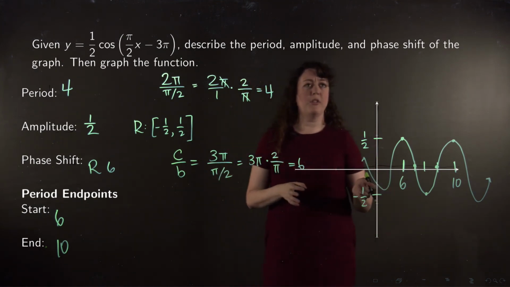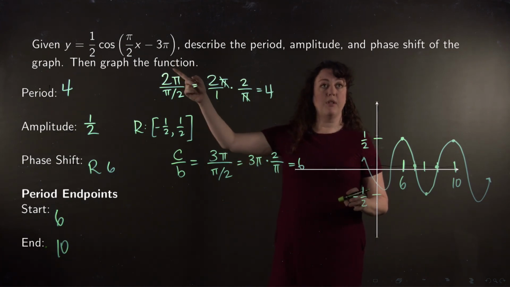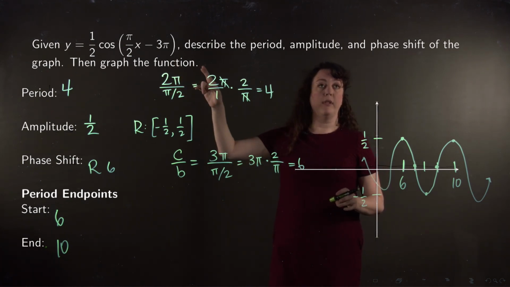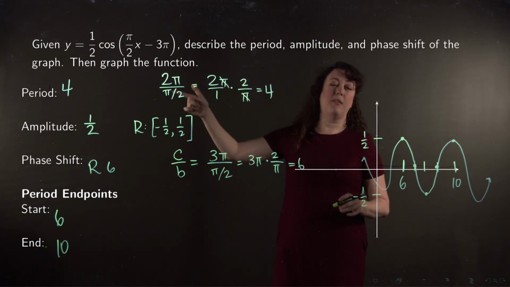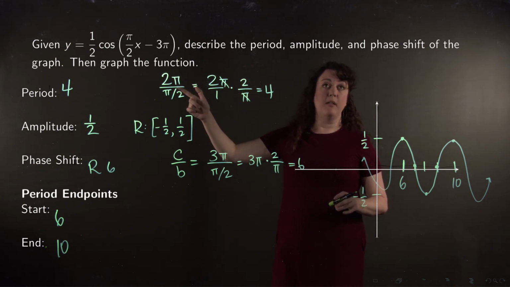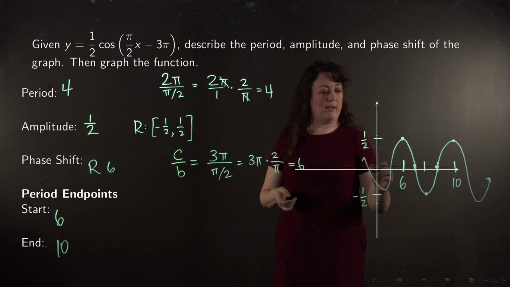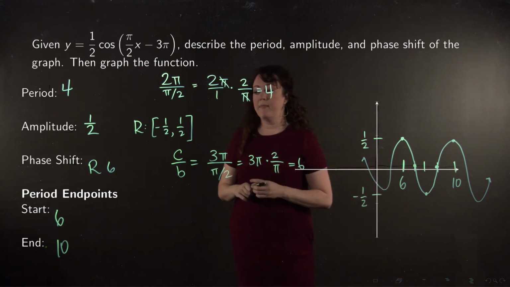You can find a y-intercept if you want to. Plug 0 into your graph, so you'll do cosine of -3 pi, which will give you a cosine of -1, and so it'll be -1/2. Oh, so it's not that bad. It's just supposed to be down here, but it's okay, it's close enough.